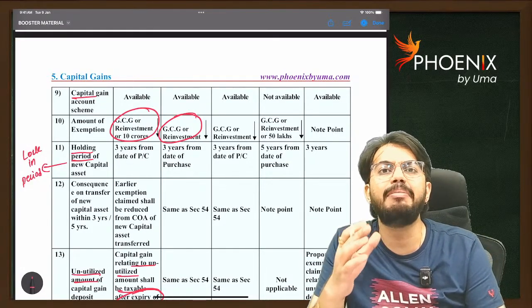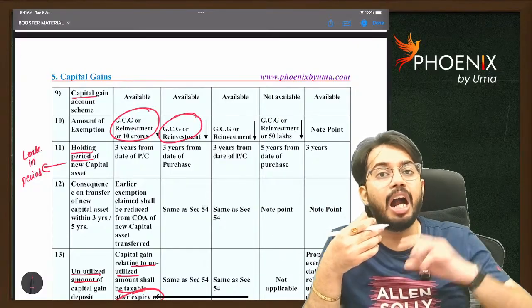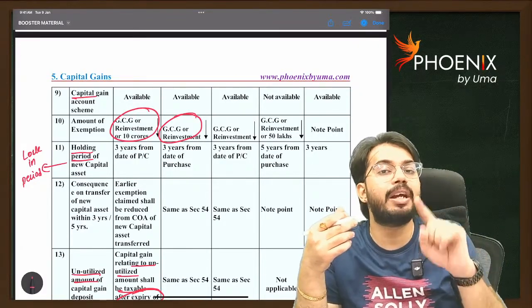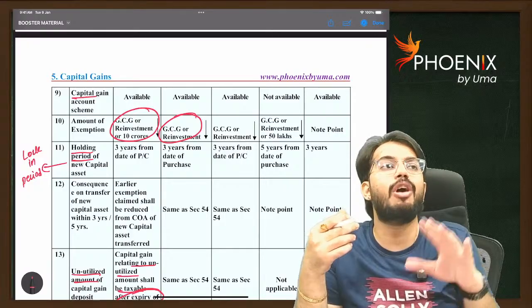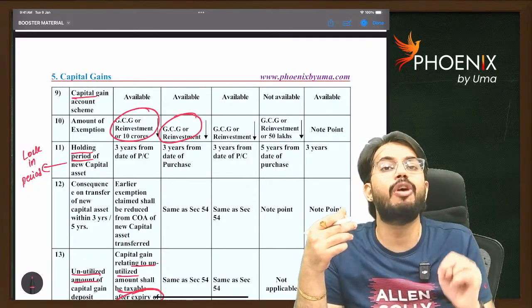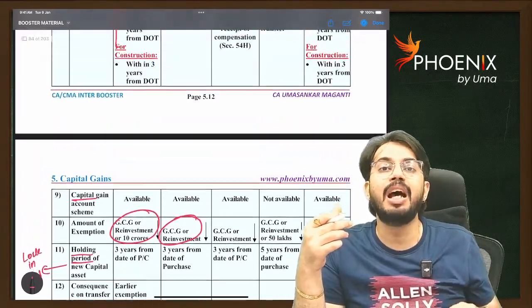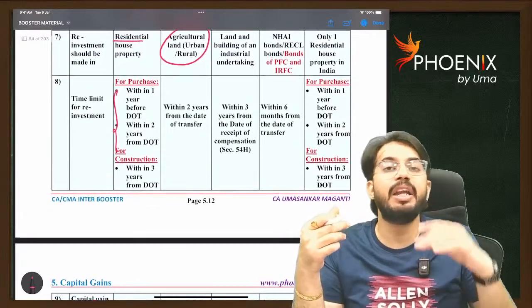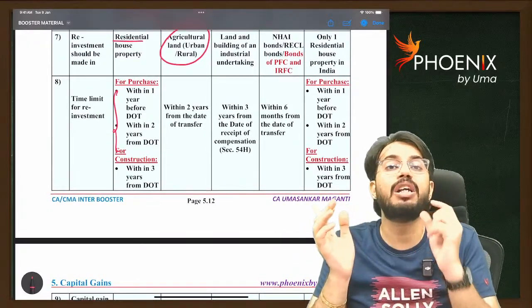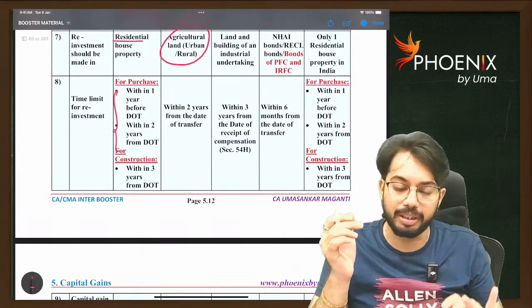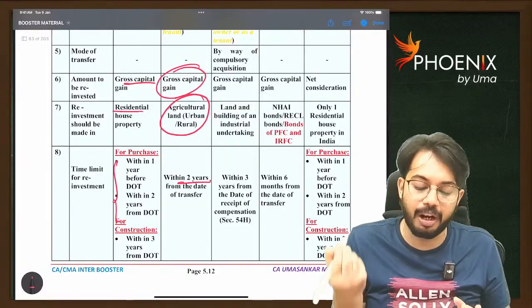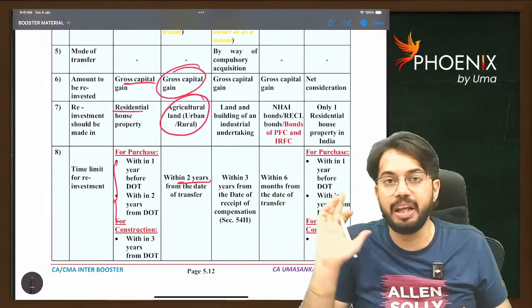Sir, what is time limit available for reinvestment? Under section 54, you need to make reinvestment in house. If you want to purchase house, 2 years. If you want to construct house, 3 years. Sir, here I wanted to make reinvestment in agricultural land. What is the time limit available? 2 years. So within 2 years from date of transfer, you need to make the reinvestment.